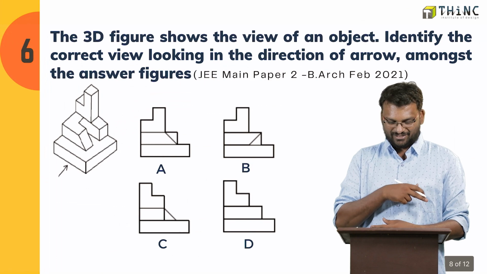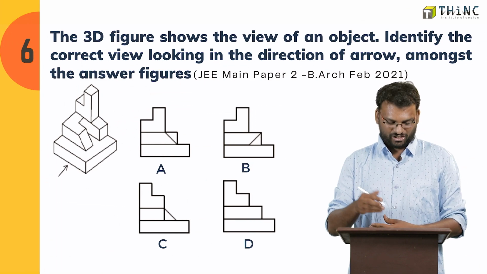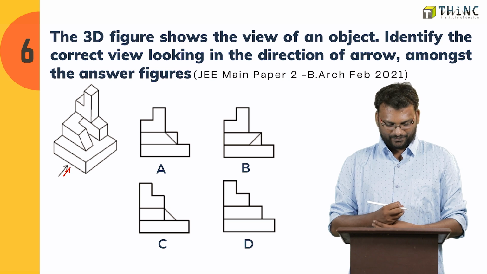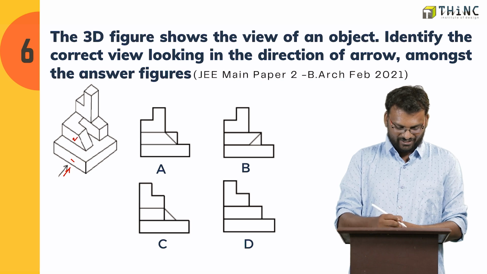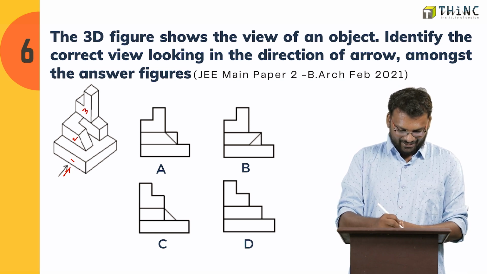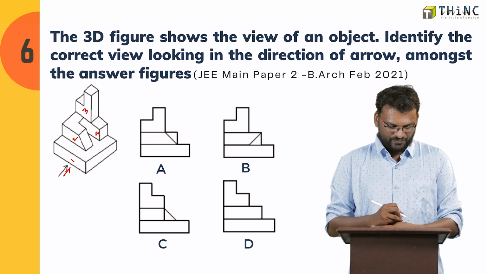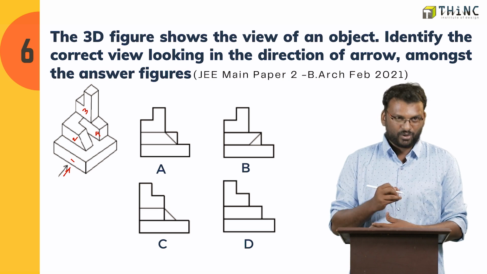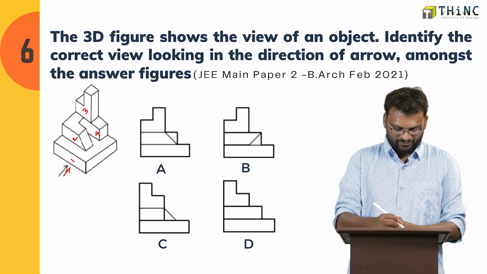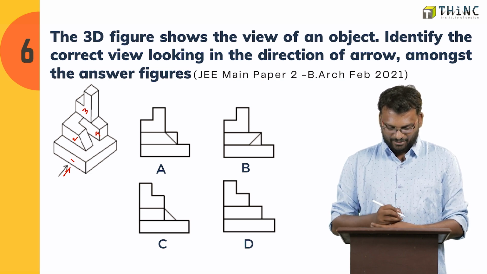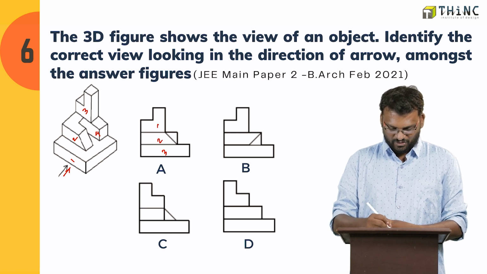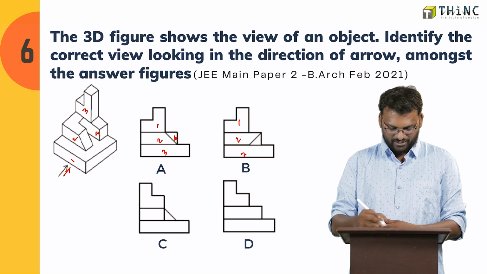Question number 6. That question is from the projection. Just look from the direction of the arrow. Here you can find one surface over here, the second one over here, the third one over here, and one surface over here, that is surface number 4. So 1, 2, 3 and the fourth surface, because a portion has been cut from here. So the fourth surface you can observe over there. Just examine the options for surfaces 1, 2, 3, 4.